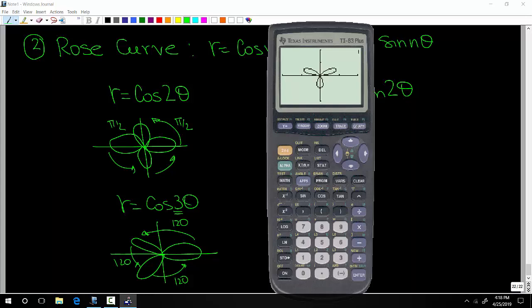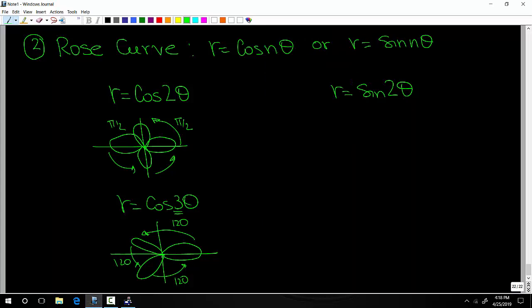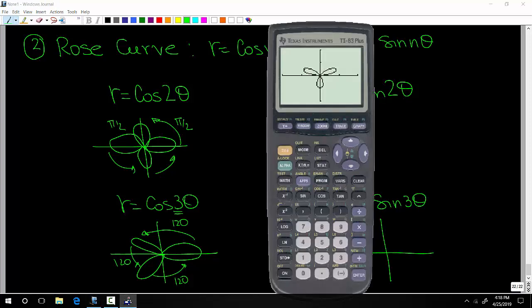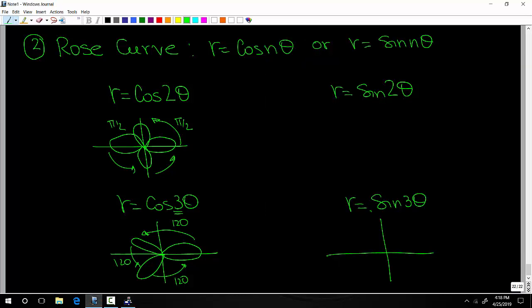Oh, that looks very similar to what we had, except instead of being along the x-axis, we start tilted. So this is r equals sine of 3 theta. You can see they're still 120 degrees apart, but they're tilted a little bit. So they're going like this. They're still 120 degrees apart. Okay, so that's what we have there.